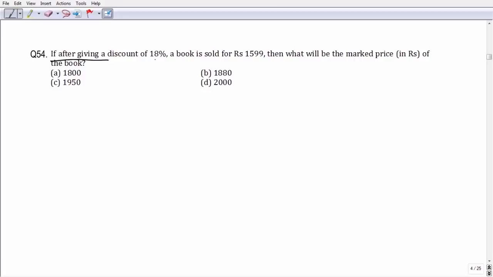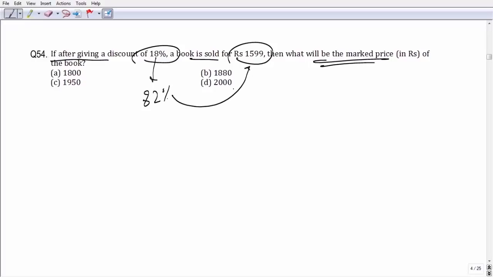It says that if after giving a discount of 18% a book is sold for 1,599 rupees, what will be the mark price? Now with a discount of 18%, we can say that the selling price would be 82%. Now the absolute value of 82% is 1,599, which leaves the value of 100%, or the mark price, to be 1,950 rupees, which leaves option number C as your answer.